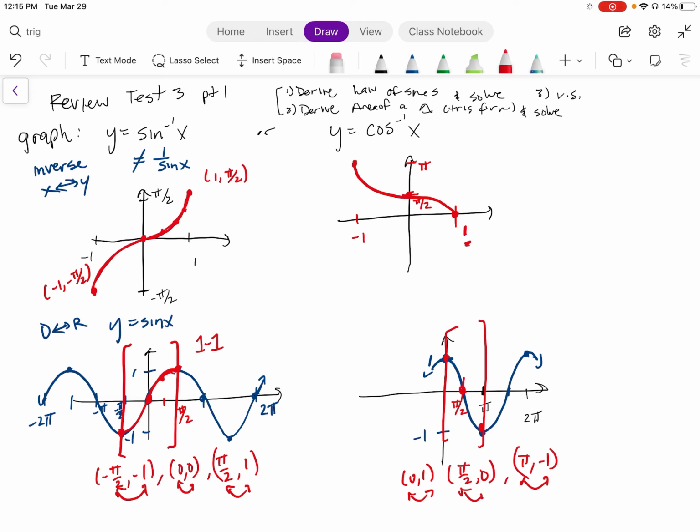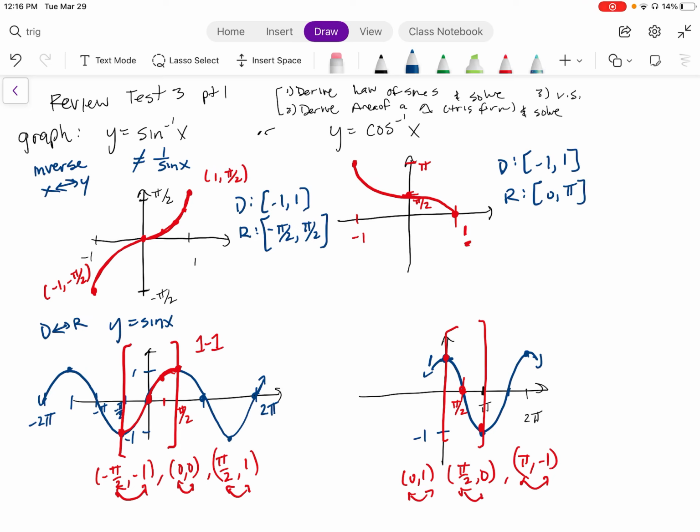Cosine inverse, I'm sorry. So thinking of its domain and range now, the domain of sine inverse is from negative 1 to 1, and the range is from negative pi over 2 to pi over 2. The domain of cosine inverse is negative 1 to 1. Those are the same, but the range is from 0 to pi.